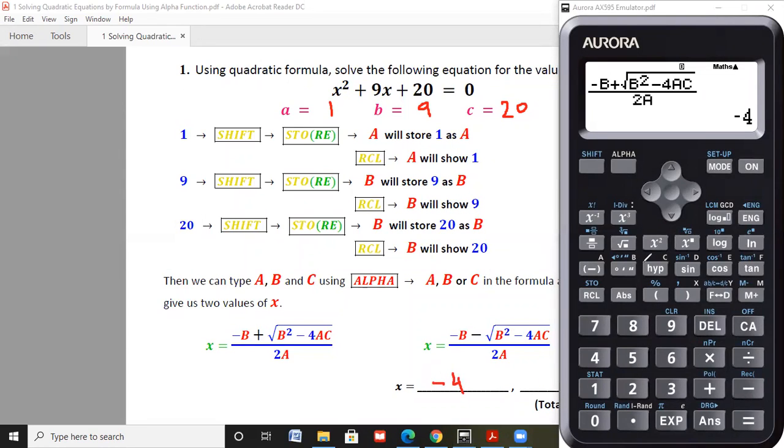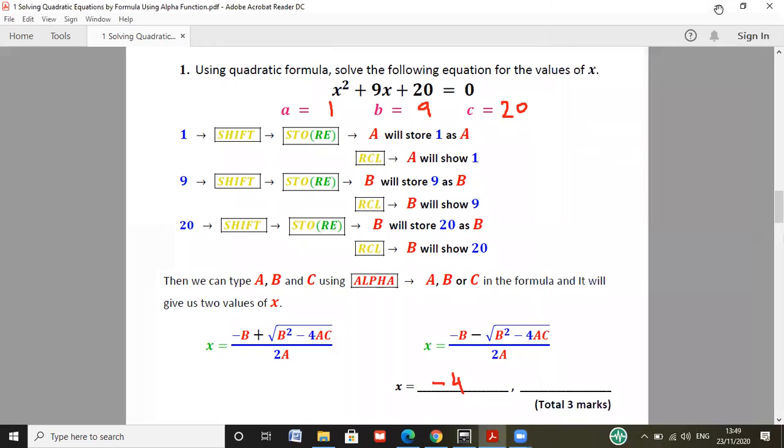To work out the other value of x, I will simply click on the right arrow and replace plus with minus. And the other value I get is minus 5.